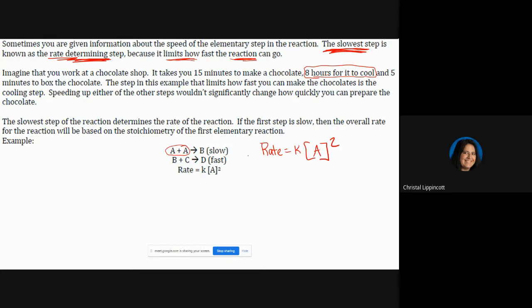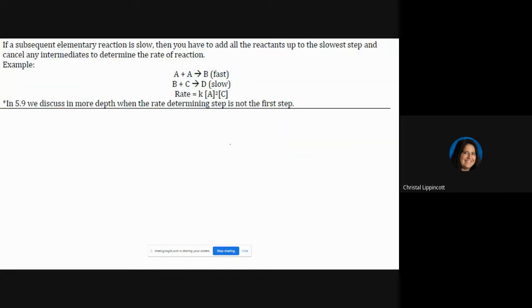That would be our overall rate law. Okay. But that is only if that is in the first step that we can do that. If that's not in the first step, then we have to sub in the stuff into this. Okay. So for example, here, this has B in it, right?